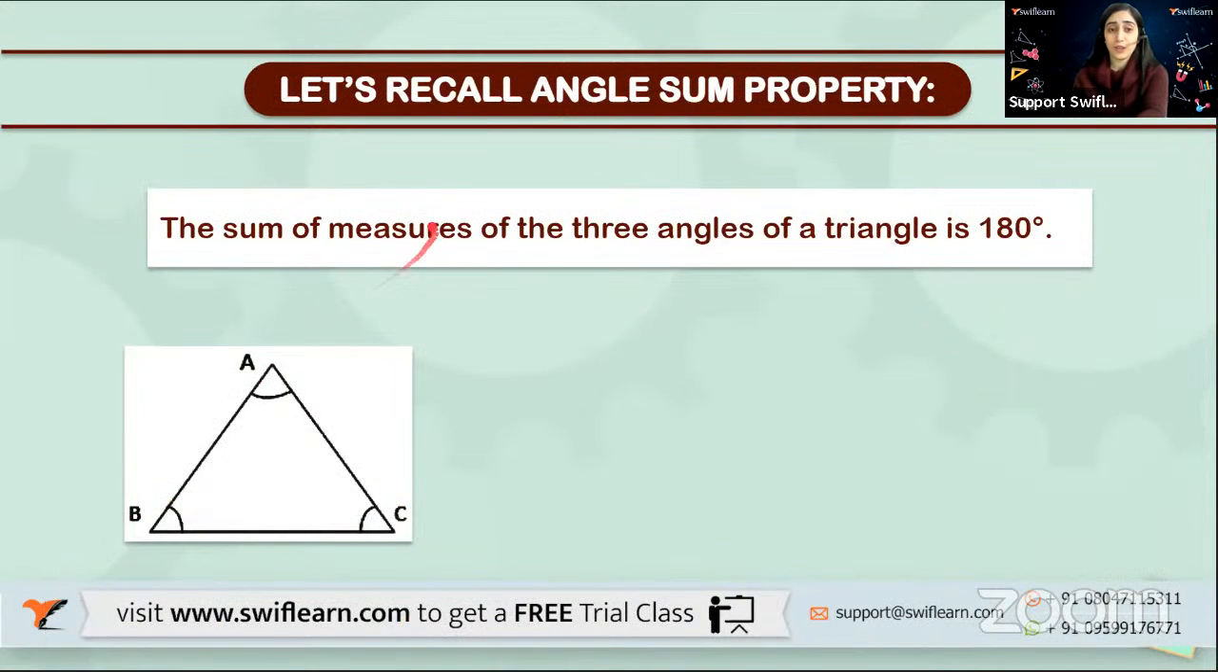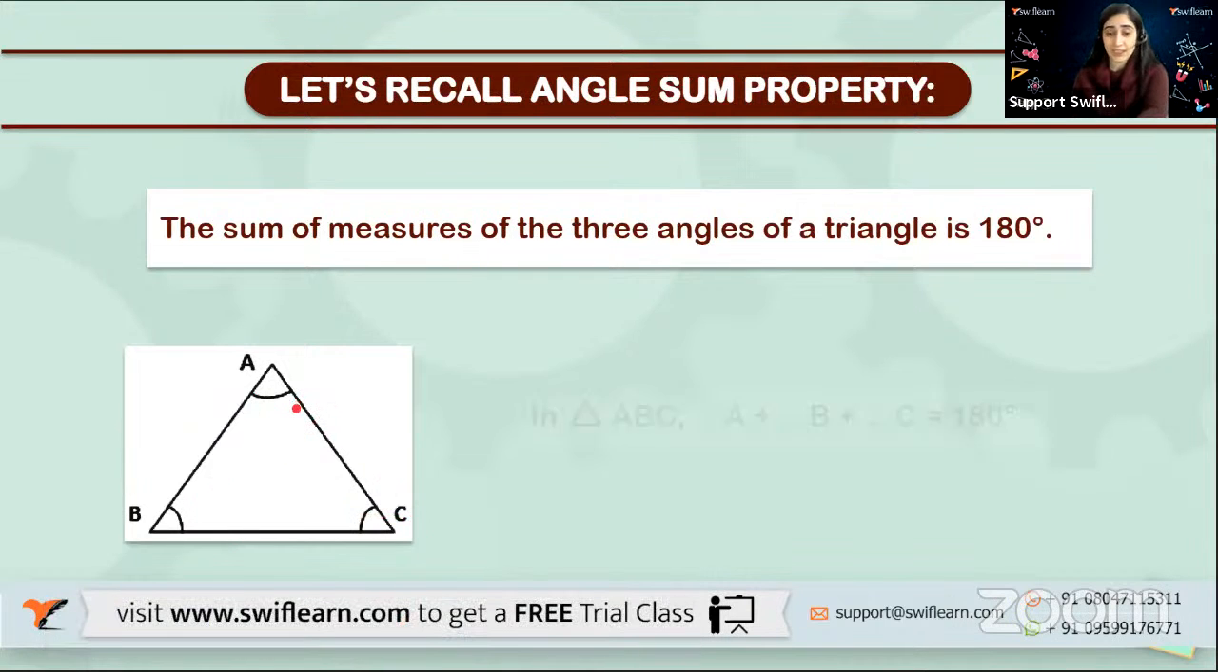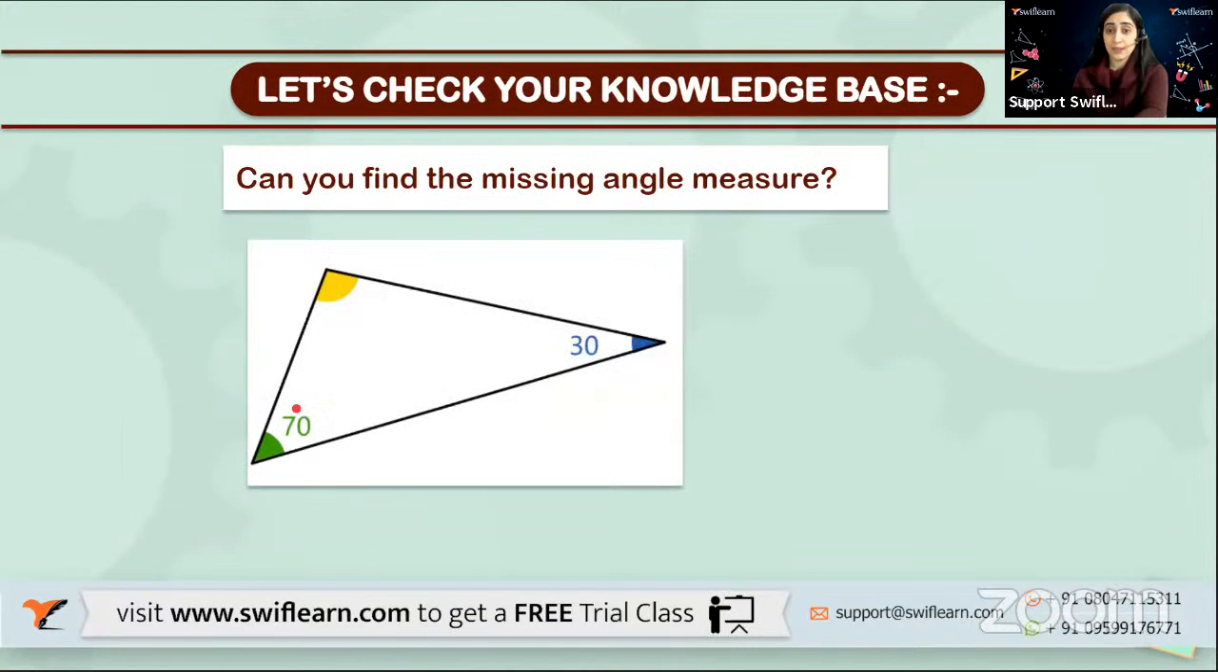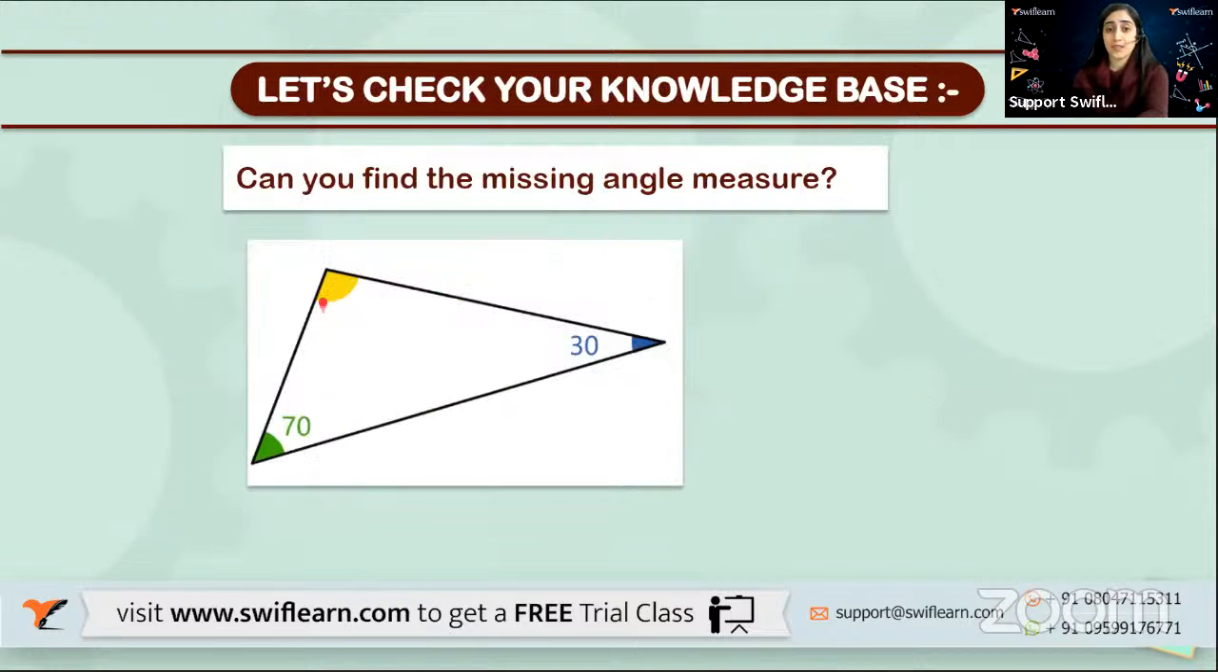Okay, moving on. We know that a property of a triangle is that the sum of all the angles inside is 180 degrees, right? Angle A plus angle B plus angle C is 180 degrees. So using this logic, you have to tell me the missing angle. What is the angle measurement of this yellow angle? All right, go ahead, give me the answer. One angle is 70, one is 30. I need to find the third angle.